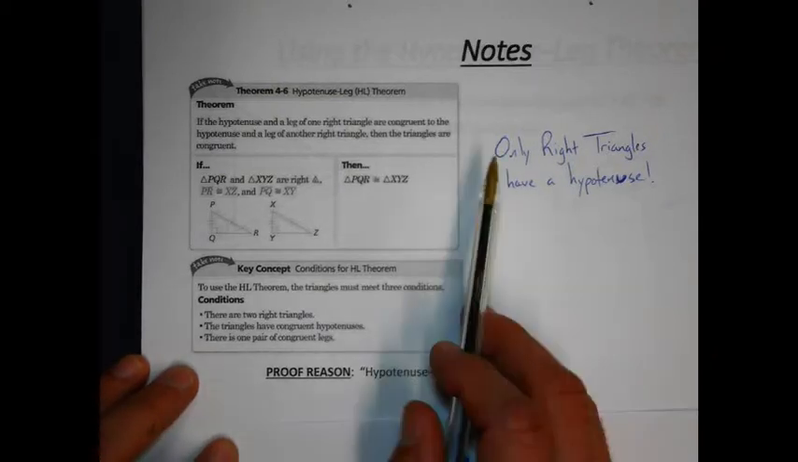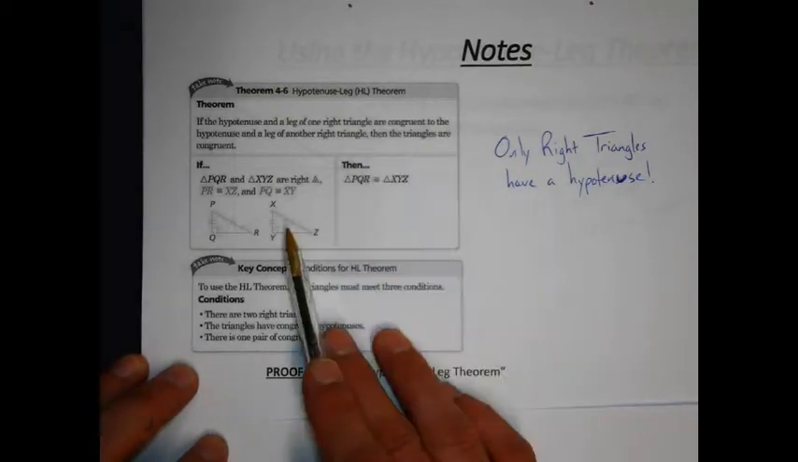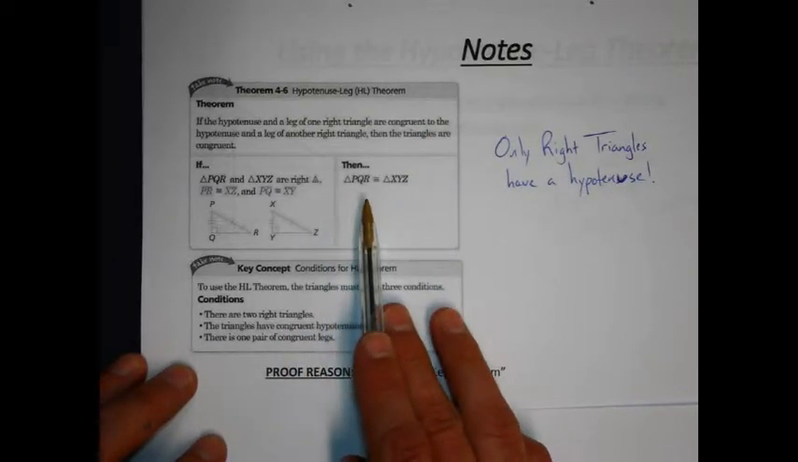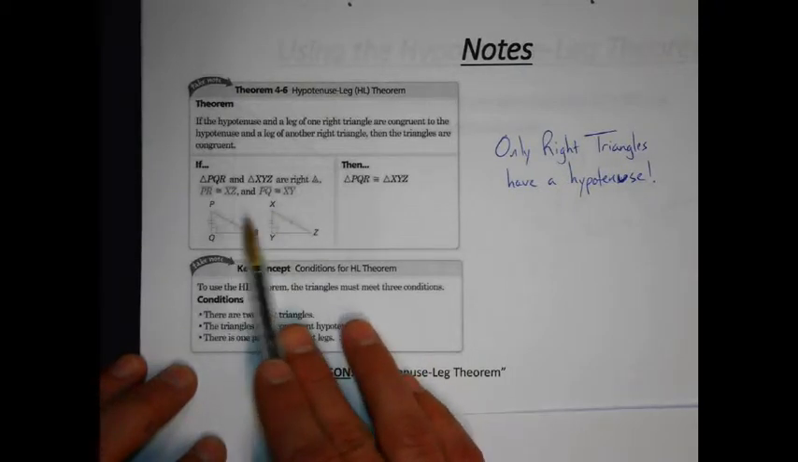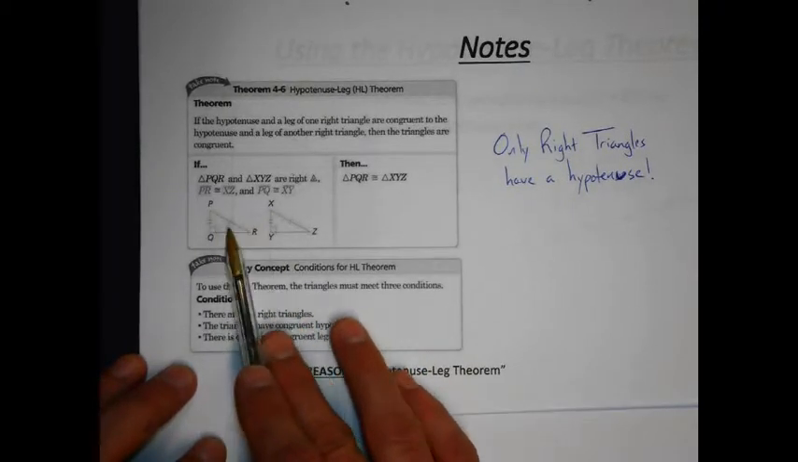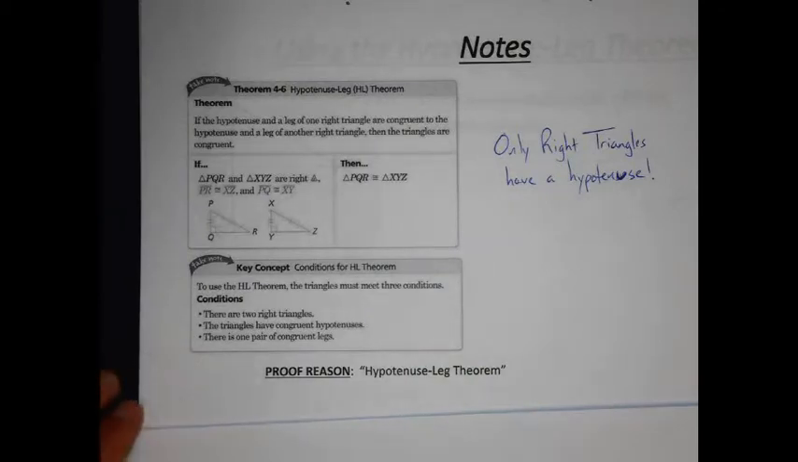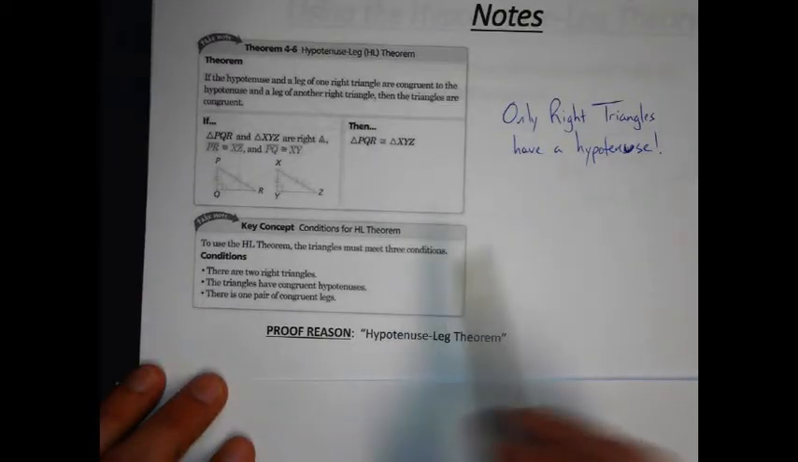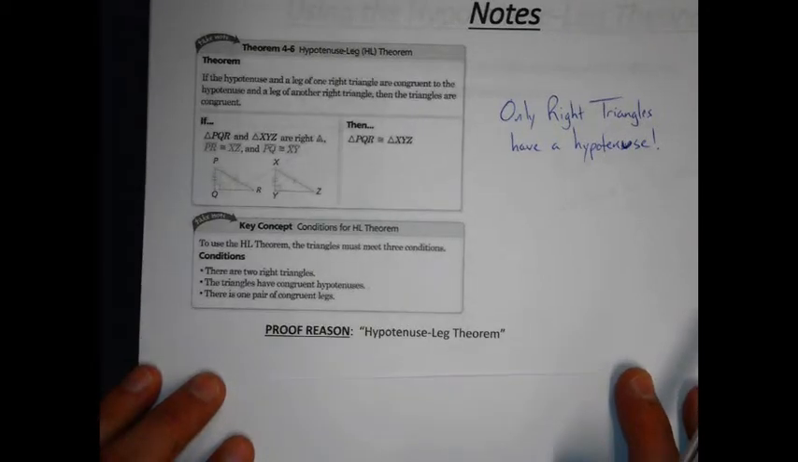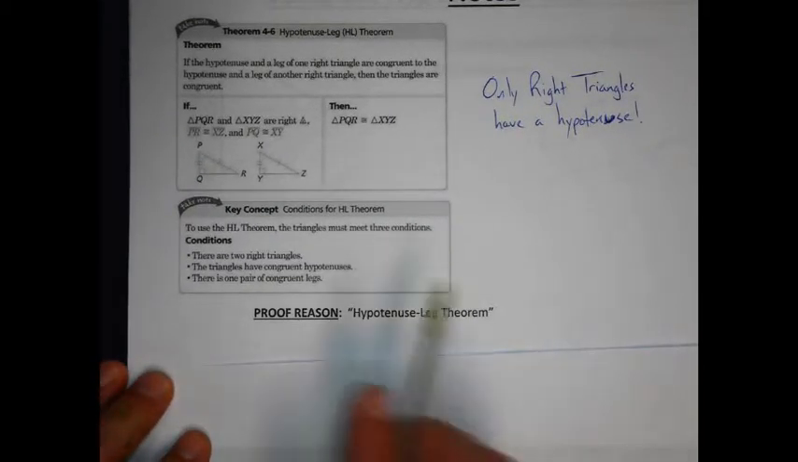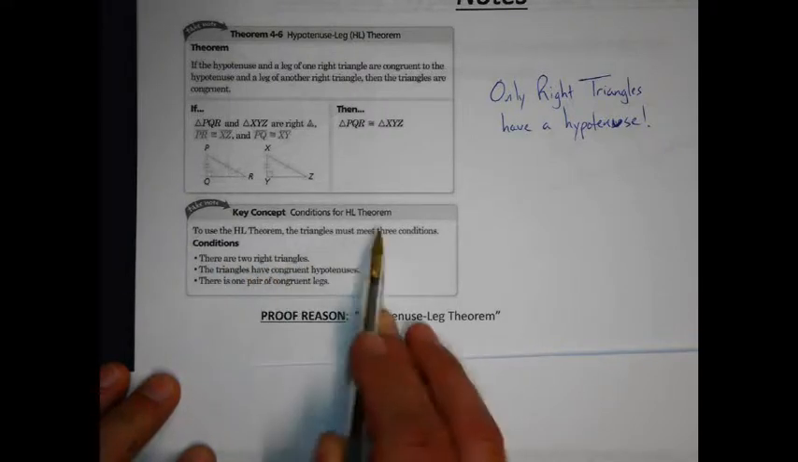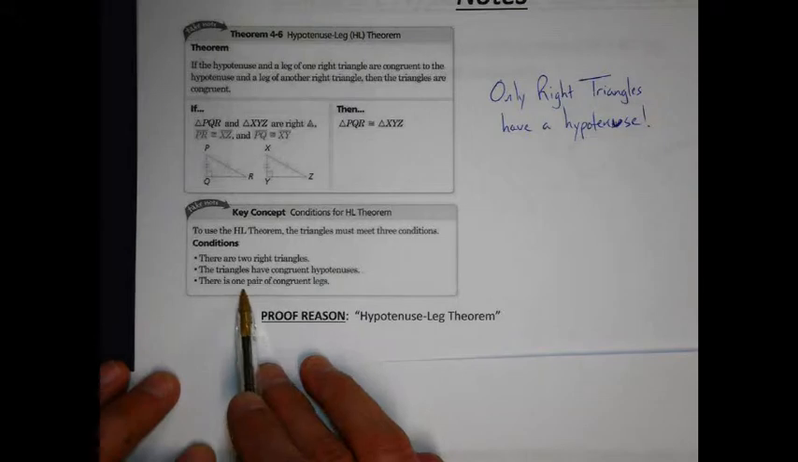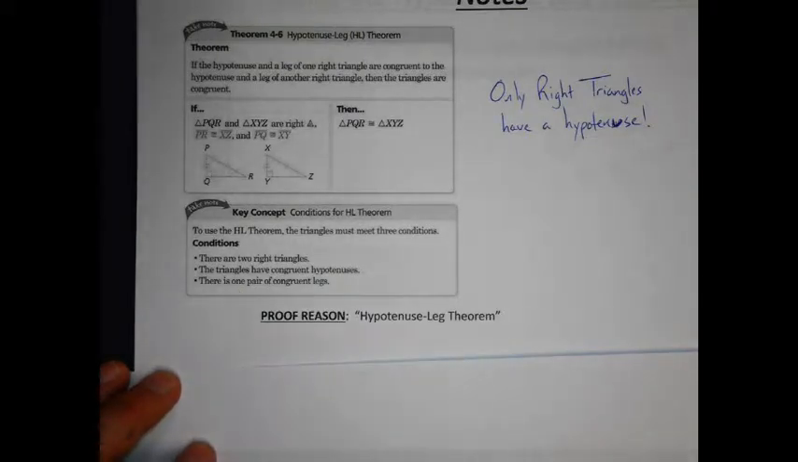So the way the hypotenuse leg theorem works is if you're working with a right triangle, and the hypotenuse is congruent and one of the legs are congruent, then you have congruent triangles. Okay, so there are a couple conditions. Well, three. That's more than a couple. We have conditions for that. We must be working with two right triangles. And the triangles have a congruent hypotenuse, and there is one pair of congruent corresponding legs. Okay, so that's the note.